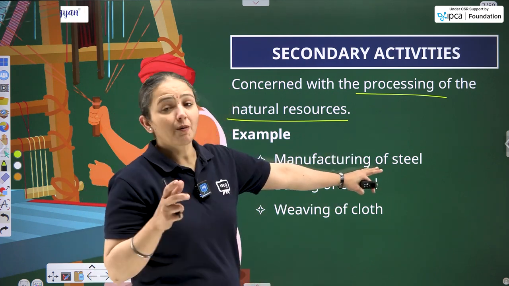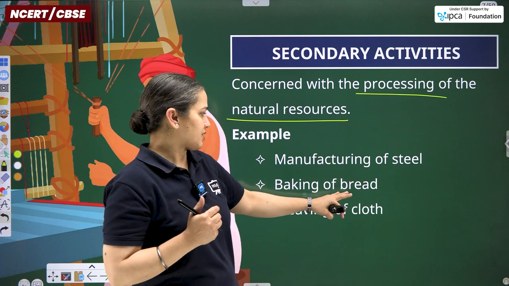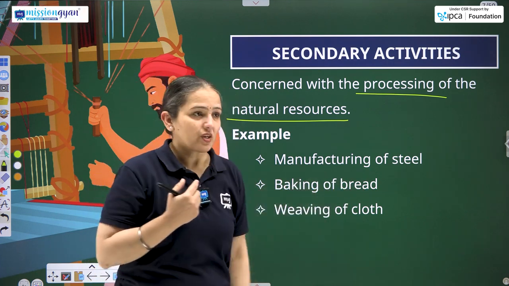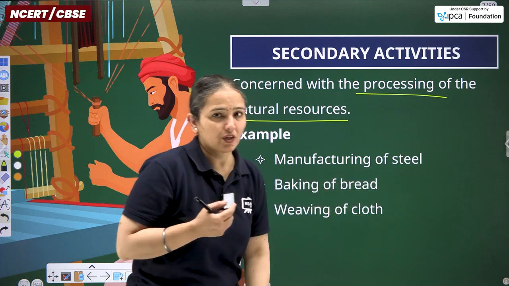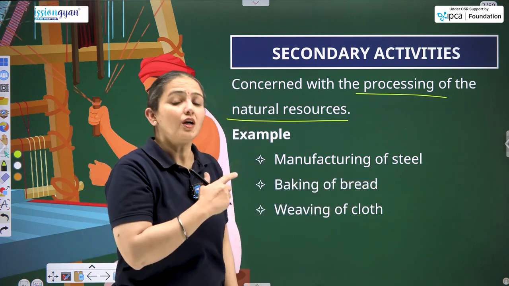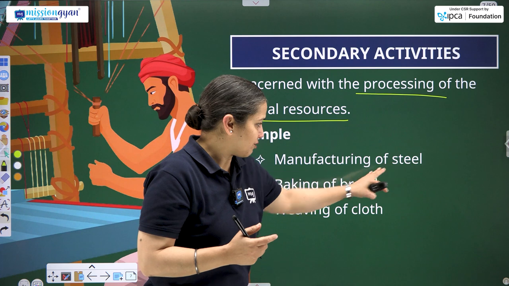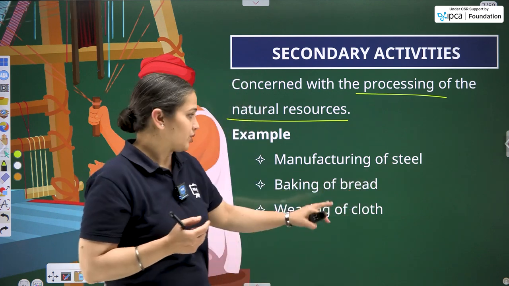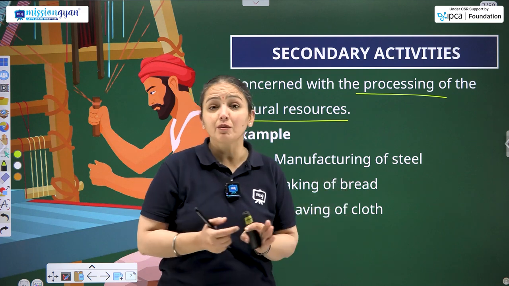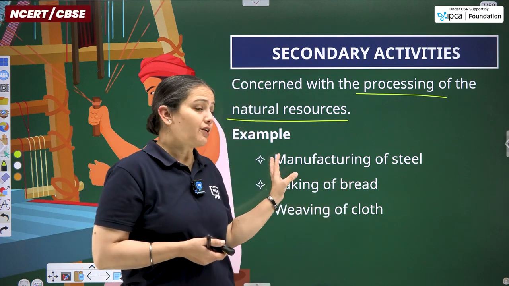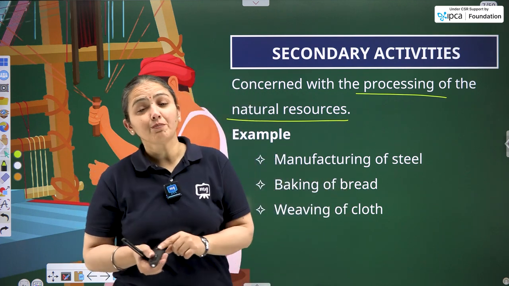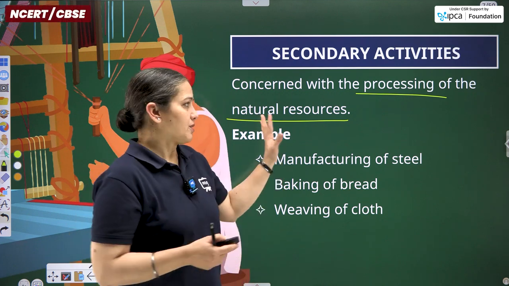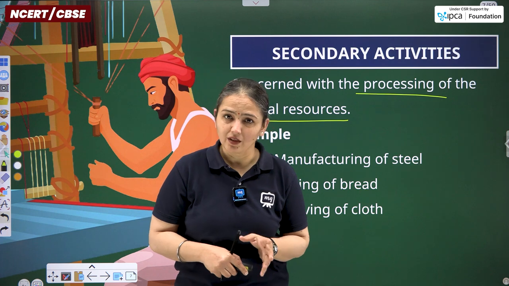This is extracted from the mining part, this is extracted from the agriculture part as a primary activity, and this we extract from animals. I'm not talking about the clothes or bread or steel; I'm talking about the raw material which is utilized for manufacturing these products. So for weaving of cloth, the context can be agriculture. It means we might have obtained the raw material from agriculture, or we might have obtained it in the form of wool from the animals also. So this is all about the secondary activities.